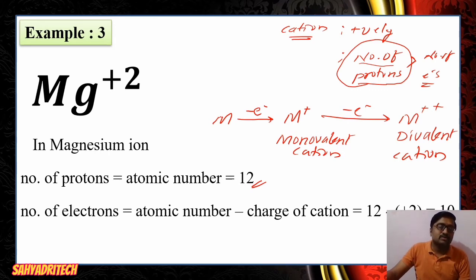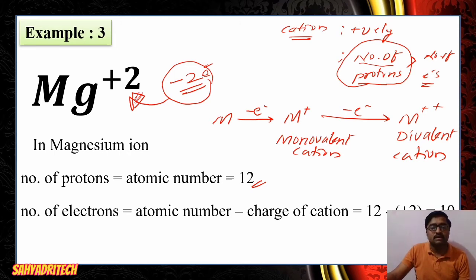So accordingly here Mg2 plus, which means how many electrons are lost? It is going to lose two electrons. After losing two electrons, magnesium is going to carry plus two charge, which means atomic number minus charge of the cation gives the number of electrons. What is the atomic number here? 12 minus charge of the cation, that is plus 2. So 12 minus 2, how much? 10. Therefore we say number of electrons are 10. It has 10 electrons.